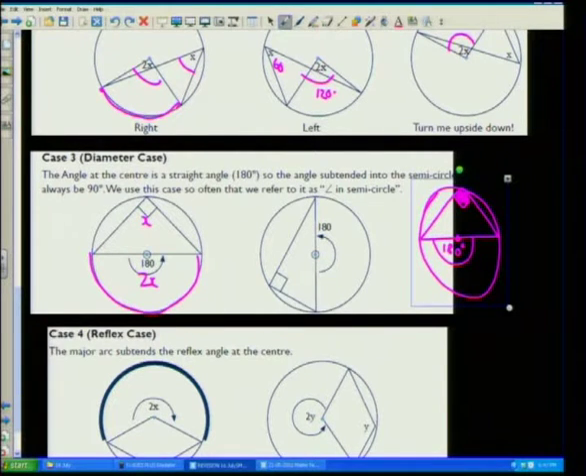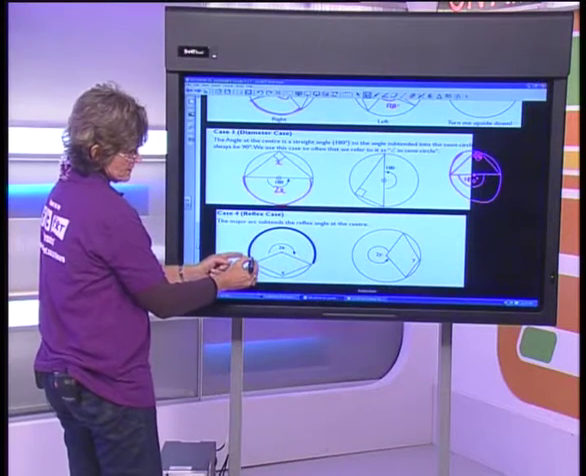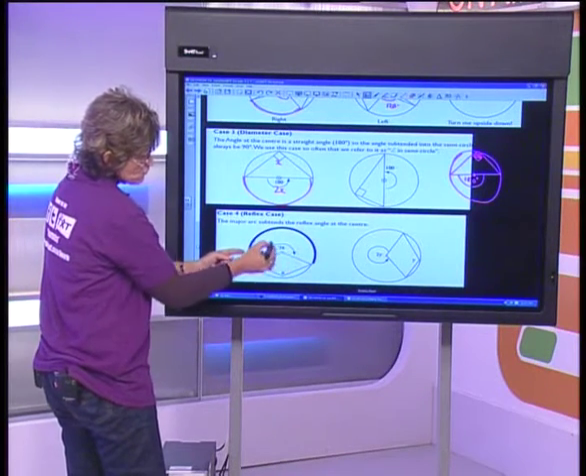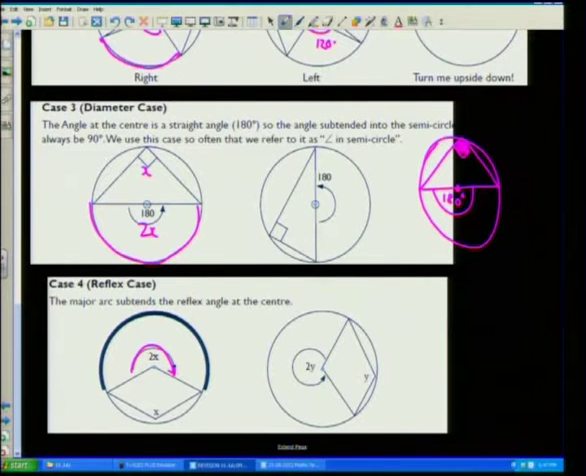Now, the last one, which is the fourth case, which is the one that's quite difficult to see, is if I've got the major arc doing the subtending, then this reflex angle here, not this one here, so this one is 2y, it would be double this guy up here.